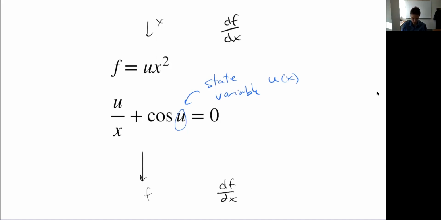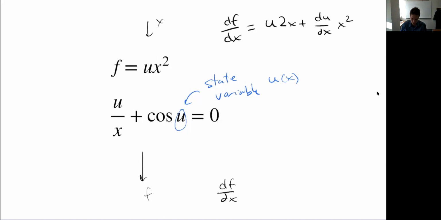So I could say df/dx. Now u depends on x, as we just said, so I need to use the chain rule here. So this is a product rule. I could do, for example, u times 2x plus du/dx times x squared. Okay, that's good, but I have the problem now that I have du/dx, and I don't know what that is. So let's jump to our second equation here. Maybe let's differentiate this equation. Let's just try that.